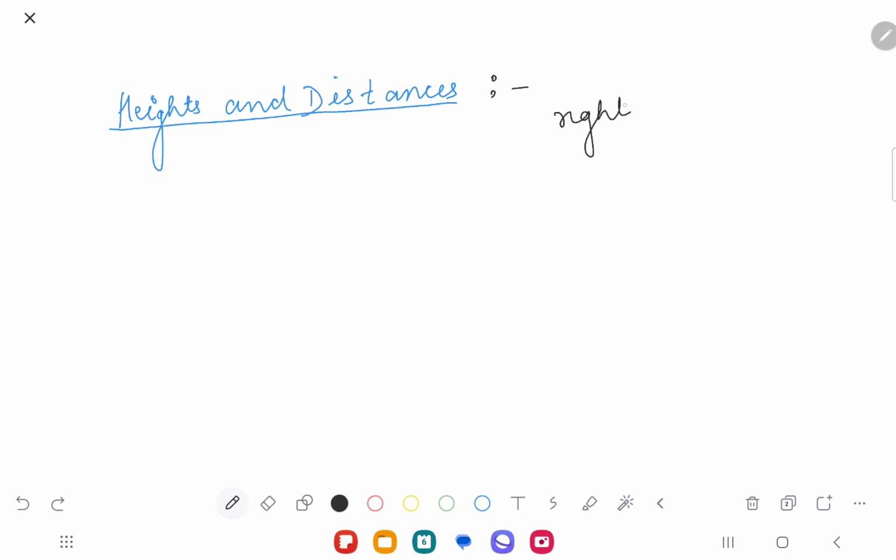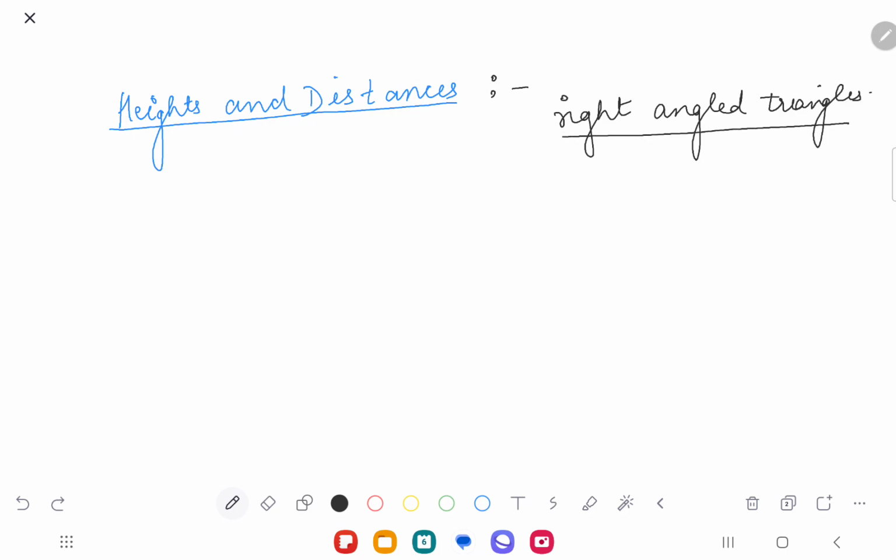See, understand when we have to do this heights and distances chapter, right? So, what exactly do we have to study in heights and distances? It's very simple. See, when we are doing the heights and distances part, understand that the heights and distances chapter is an application of trigonometry. And trigonometry can be applied only on right angled triangles, right? Only on right angled triangles we can apply trigonometry.